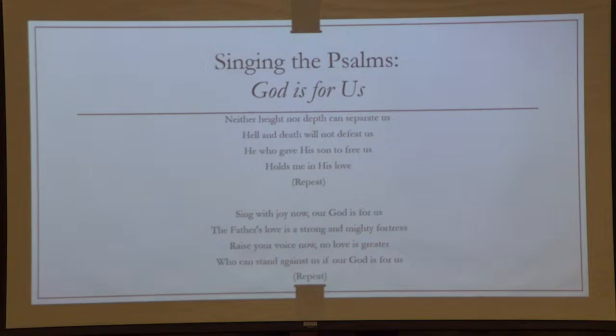Son to free us, holds me in his love. Sing with joy now, our God is for us. The Father's love is a strong and mighty fortress. Raise your voice now, our love is greater. Who can stand against us if our God is for us? Sing with joy now, our God is for us. The Father's love is a strong and mighty fortress. Raise your voice now, our God is for us. Stand against us if our God is for us.